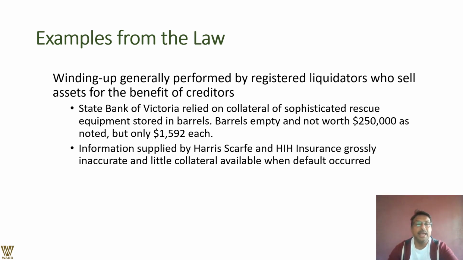Examples from the law: winding up is generally performed by registered liquidators who sell assets for the benefit of the creditors. State Bank of Victoria relied on collateral of sophisticated rescue equipment stored in barrels. The barrels were empty and not worth $250,000 as noted, but only $1,592 each. Information supplied by Harris Scarfe and HIH Insurance was grossly inaccurate, and little collateral was available when default actually occurred. This is what the glaring example is all about.